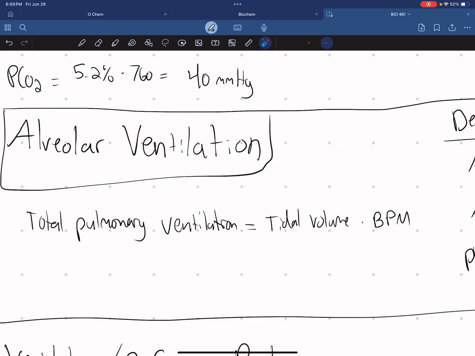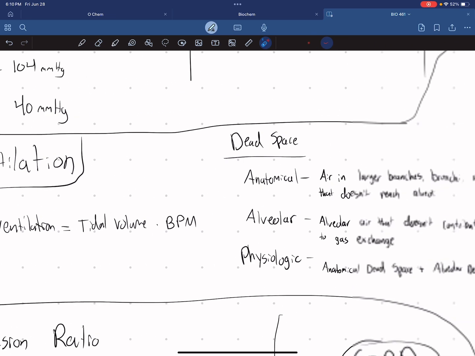And now the next topic we're going to cover is alveolar ventilation, and this is kind of a big topic for this question. The way we define alveolar ventilation is our total pulmonary ventilation subtracted by our dead space ventilation. Our tidal volume is just the volume of our normal breathing, and we multiply it by how many breaths we take per minute. And so that is what we know is our total pulmonary ventilation.